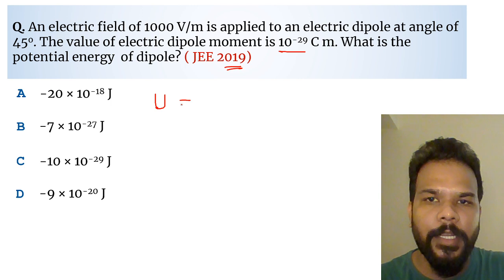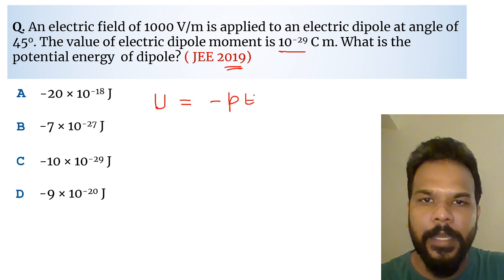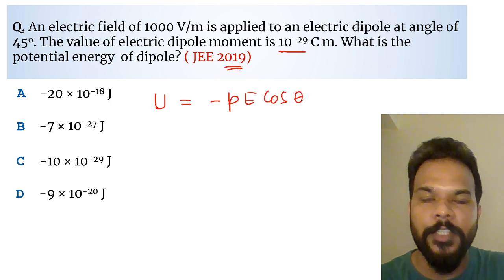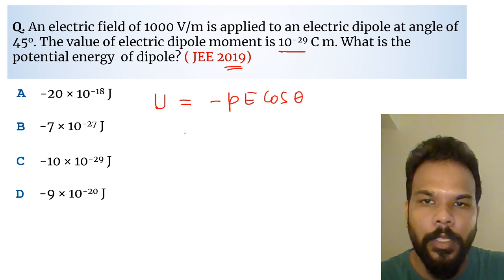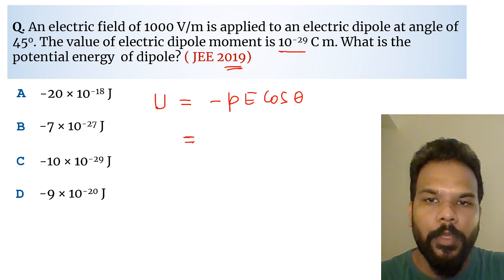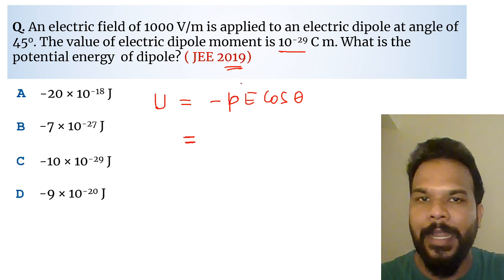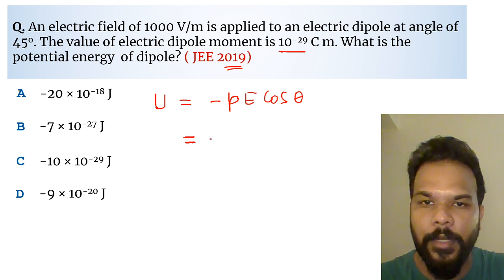We know that the potential energy of the dipole in general is given as minus pE cos theta, with respect to the stable equilibrium, where we consider its potential energy to be 0. Okay, so if we want to find out the value of potential energy at an angle of 45 degrees.